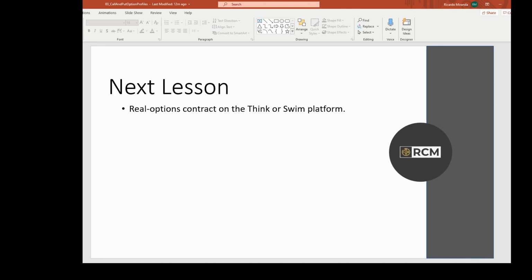In the next session, I'm going to review a real-life options contract on the Thinkorswim platform. Throughout this session, I'll highlight the options characteristics and how they tie back to some of the basic concepts that I've discussed so far.